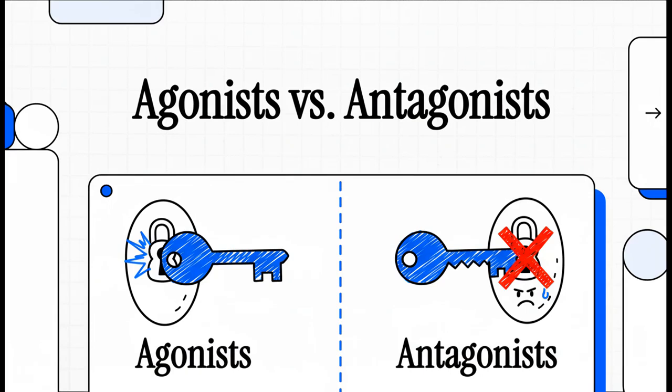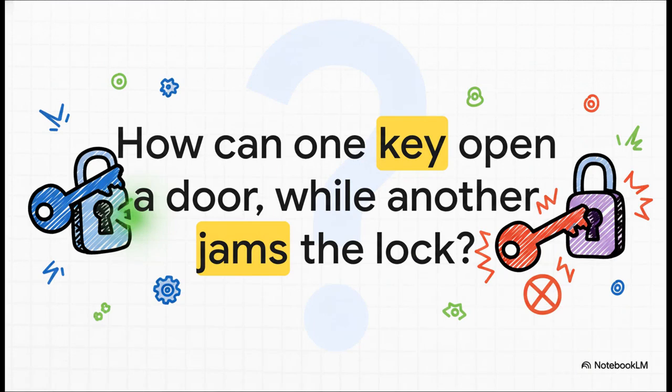All right, let's talk about a huge concept in medicine, something that really is fundamental to how so many drugs work. We're going to get into agonists and antagonists. Now, you may have heard these words thrown around, but what do they actually mean for your body? Well, let's unlock it. It really comes down to this one simple but kind of powerful question.